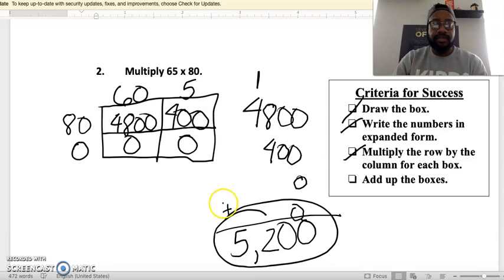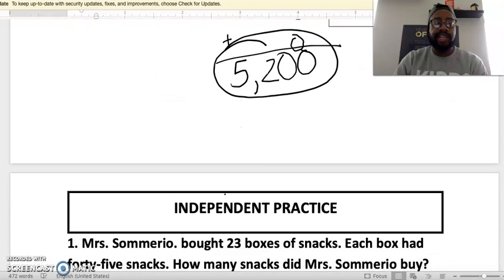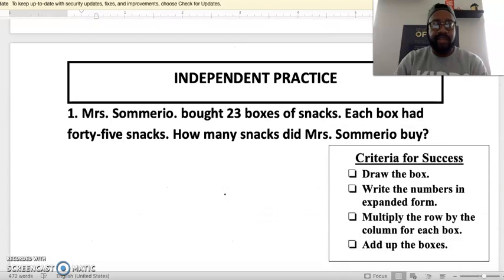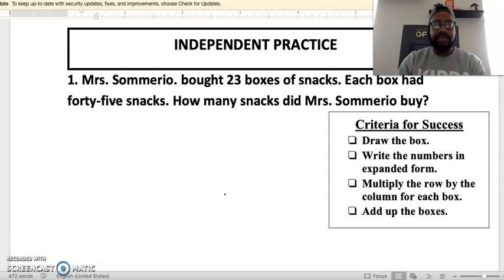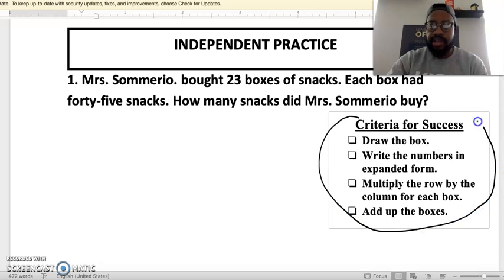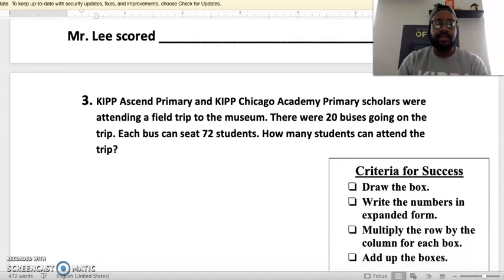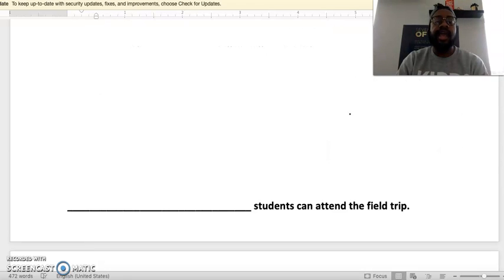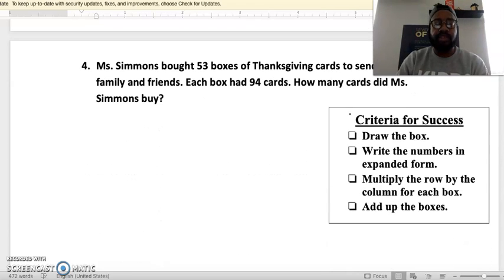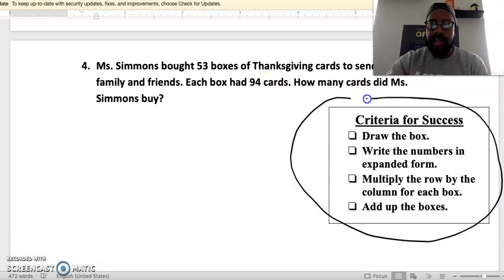What you are going to do is you are going to practice each of these independent problems by yourself. So you're going to go through the same steps. The steps are right here for you. Make sure you use the steps. You are going to answer questions 1, 2, 3, and 4, making sure that you use the criteria for success to help you follow the steps for each problem. You're going to practice these problems to make sure you practice, practice, practice.